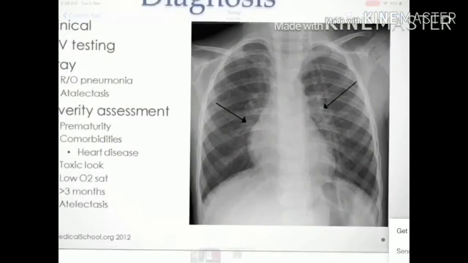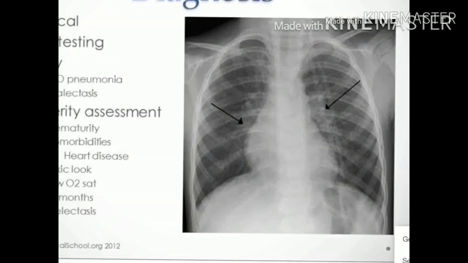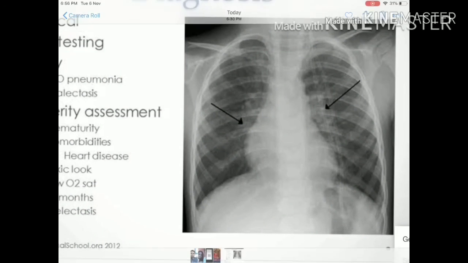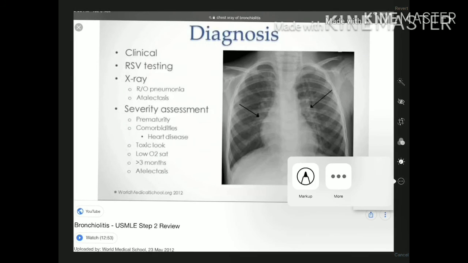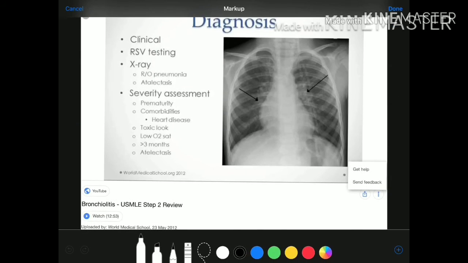This is a chest x-ray of bronchiolitis, and you can see these are the peribronchial cuffing. You can see here, this is the peribronchial cuffing, and this is a hyperinflated lung field.